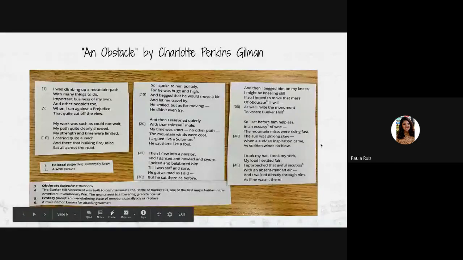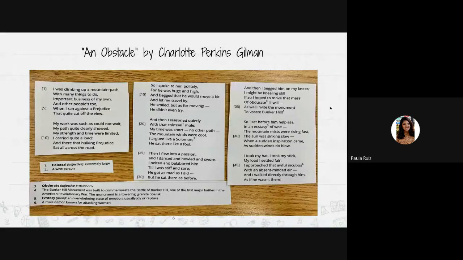This is a poem by Charlotte Perkins Gilman. This poem was written in 1884. So this was a long time ago. Keep in mind that a woman wrote this in the late 1800s. So just keep that in mind, okay?